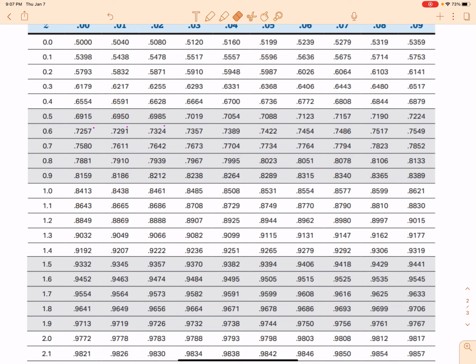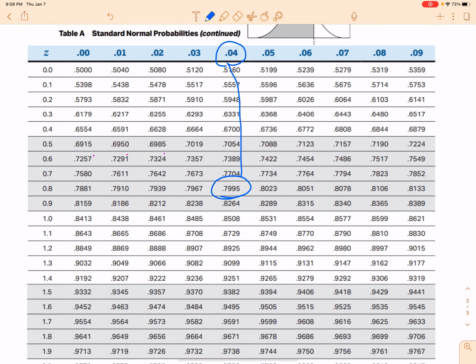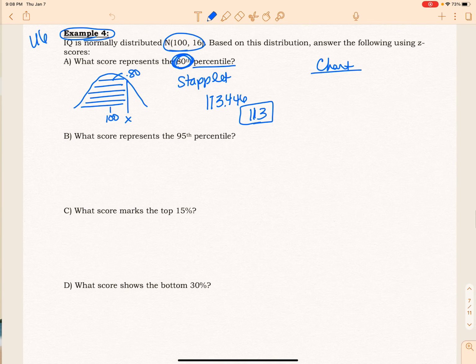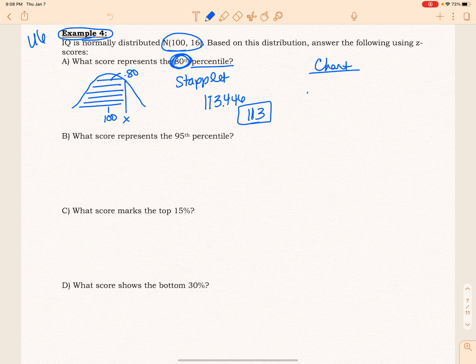All right, excuse me. Sorry about that. All right, so that is going to be right here at 0.7995. 0.8023 is close, but 0.7995 is the closest one to 0.8. So that's the one we're going to use. So if you'll notice, 0.04 and 0.8. So the z-score that is the closest to that area of 80% is 0.84. So I'm going to go back to my notes, and since I have a z-score of 0.84, I am now going to use that in my z-score formula to find what that x value is.